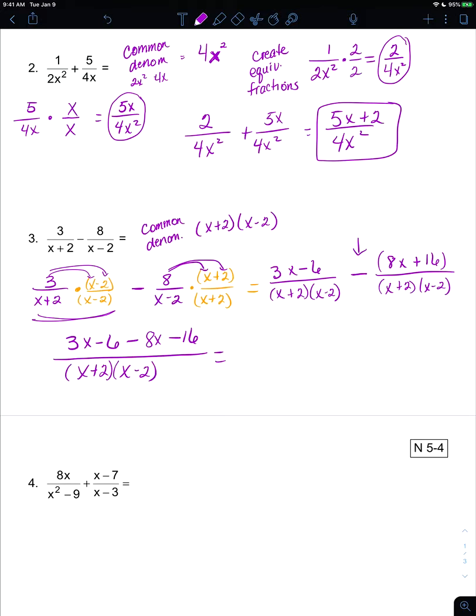All right, so now we're ready to combine like terms in the numerator. So remember, if you're adding, that denominator stays the same. So we've got a 3x and a negative 8x, means negative 5x, and a negative 6 and a negative 16 makes negative 22. Okay, I can see that I can't factor anything out of that numerator, so that would be our final answer.